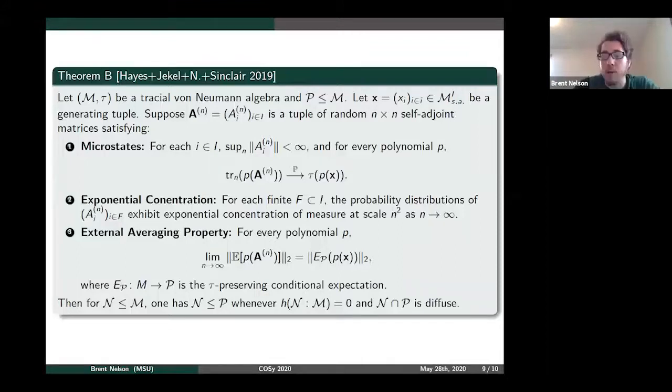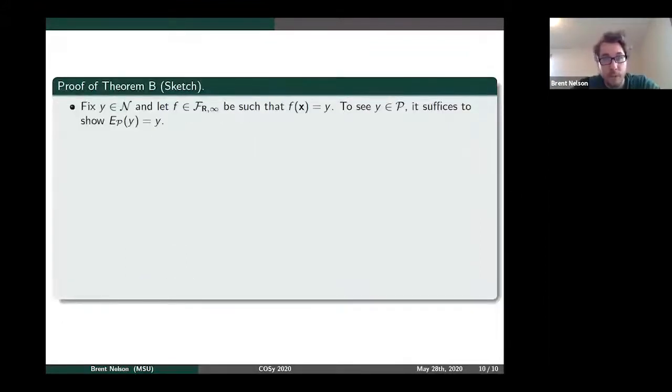All right, so how do you end up proving this? First of all, just fix an element y in N, and then because this evaluation map is surjective, we can find some f in FR infinity that witnesses y in this way. And if we're going to show that y lives in P, we just have to show it equals its own conditional expectation onto P. So that will be the strategy. So first of all, the microstates condition is really saying that if you look at the joint law of the A_n's, then this converges to the law of the X's.